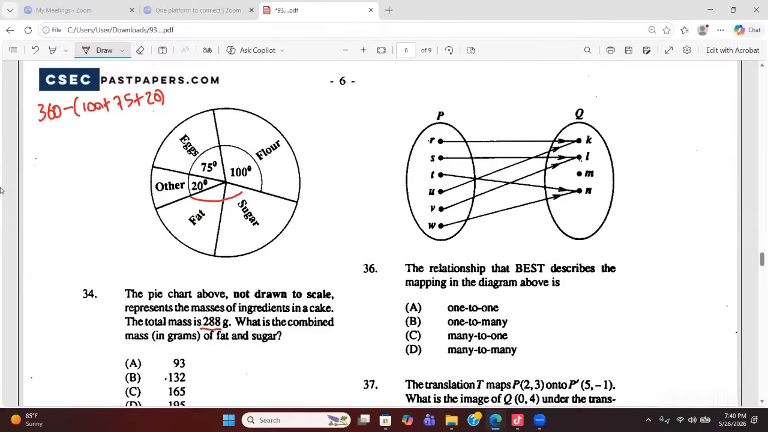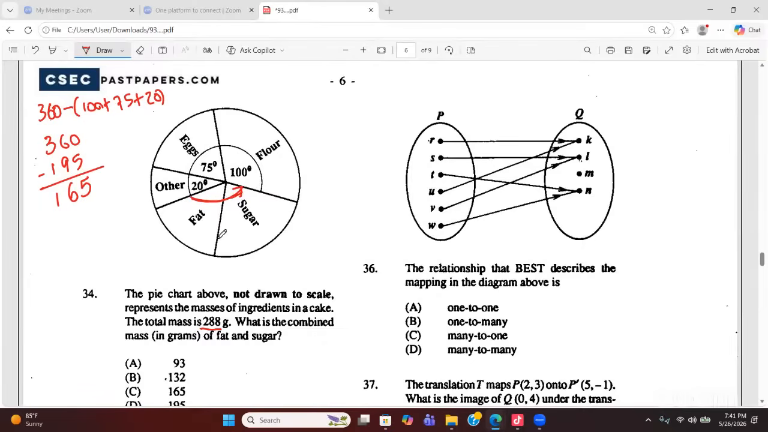360 subtract your 195. Do it quickly. Let me see what you get. Anybody? 360 minus your 195. Do it quickly and see what you get. All right, you should get 165, right? So 165 is the angle that represents these two.